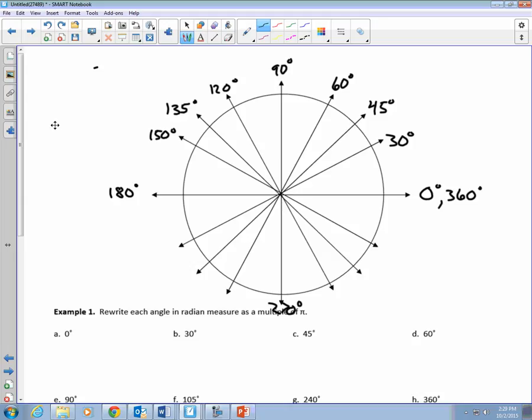Okay, we'll do the same thing here. 30 past 180, 210. 30 past 210, 240. And 45 past 180, 225. 30 past 270, 300. 30 past 300, 330. And what was 45 past 270?